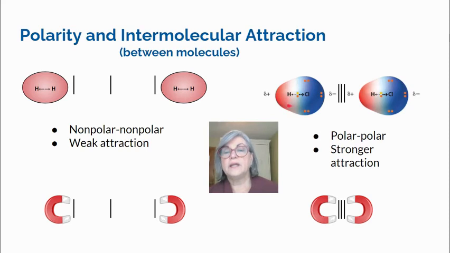All right, and then over here we have hydrogen and chlorine. Notice that because they do have an excess of electrons, making this end slightly negative and this end slightly positive, that the attraction between these two is greater. There's a stronger attraction.